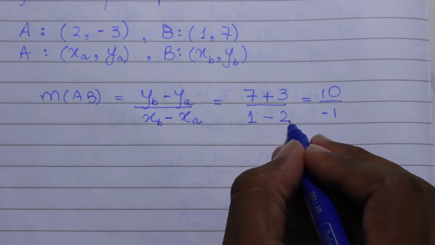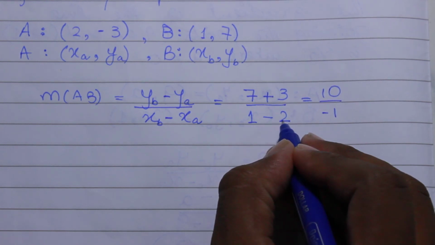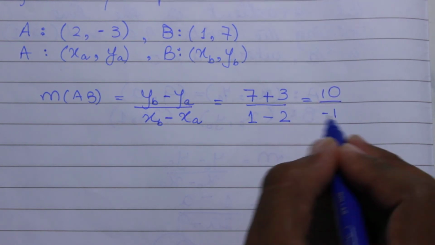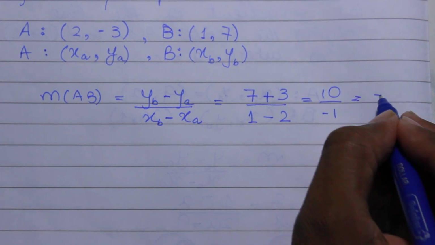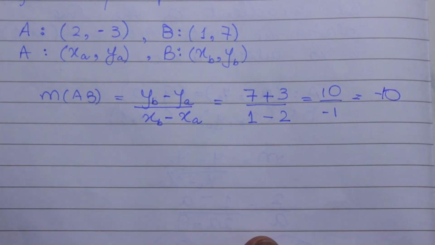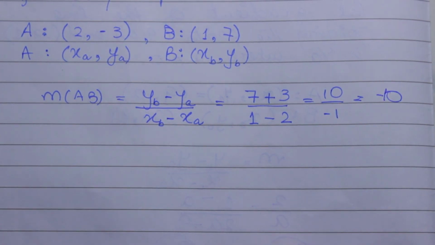The smaller value minus the bigger value: 1 minus 2 gives you 1, with the sign of the bigger value, which is minus 2, so this is minus. So in other words you can write only minus 10. So this is the way how we find the slope of any given 2 points. Thank you.